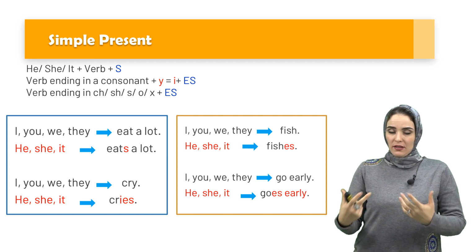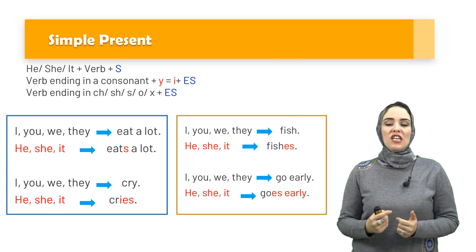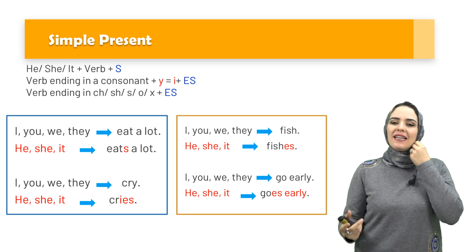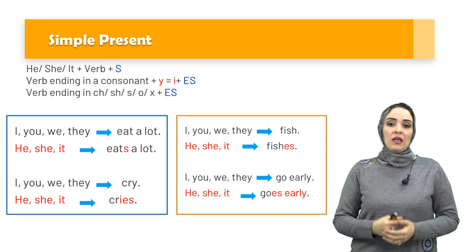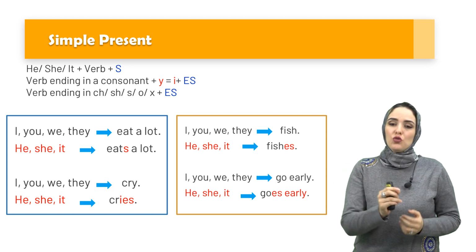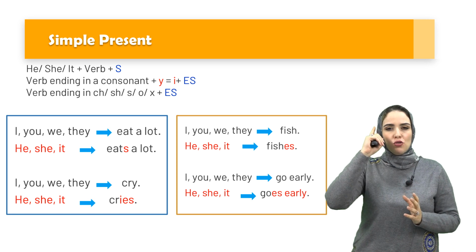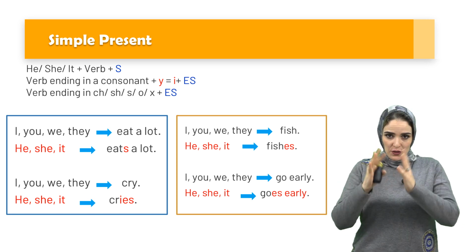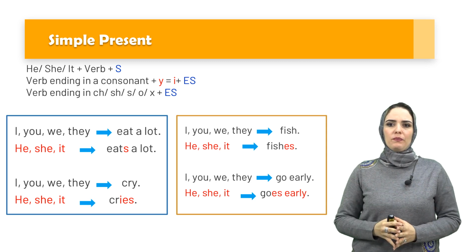He for boys and men, this is masculine. She for girls and women, this is feminine. And it for objects and even animals sometimes. What is the change that occurs? We add an S to the third person singular. This is the rule you need to bear in mind: he, she, it plus verb plus S.